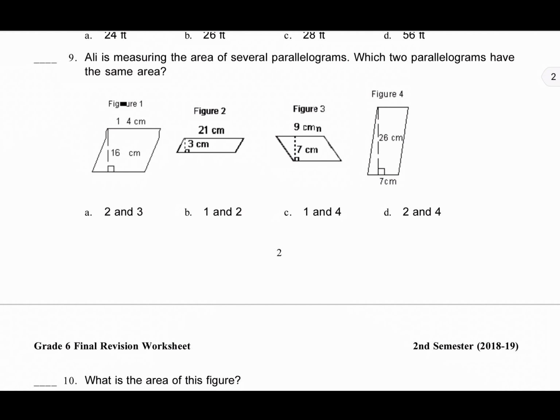Next question. Ali is measuring the area of several parallelograms. Which two parallelograms have the same area? So we have to calculate the area of each parallelogram. First one would be 4 times 16, which equals 64. Second one will be 21 times 3, which is 63. 9 times 7 equals 63, and 26 times 7 equals 182. It's clear for us now that figure 2 and figure 3 have the same area, which is 63. So the answer would be A.